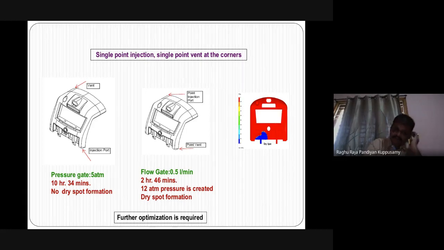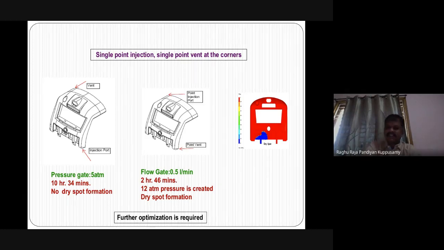Nobody can afford such a long mold filling period. Though there are no dry spots formed, when I invert the setup, the flow is against gravity. So there is no dry spot formation.